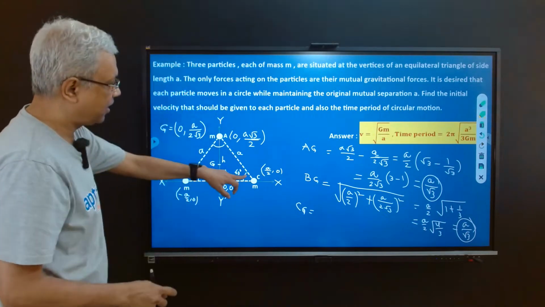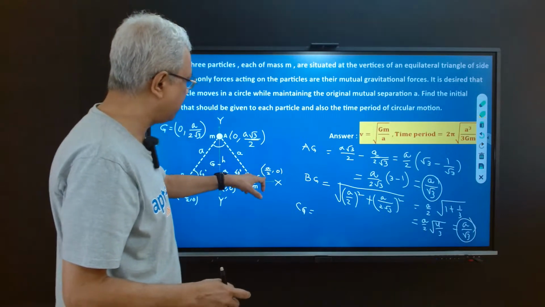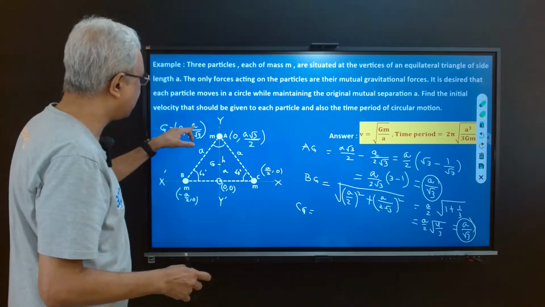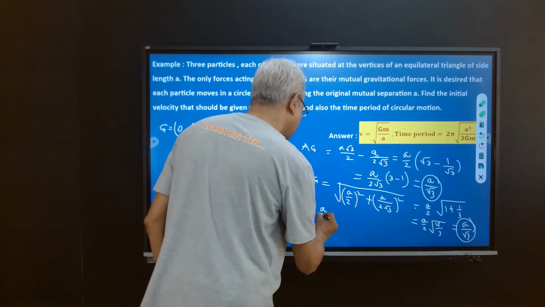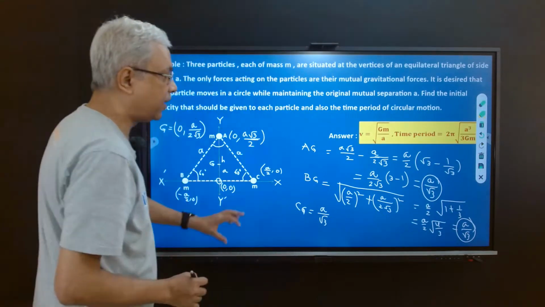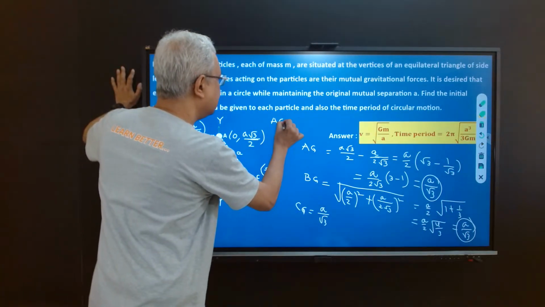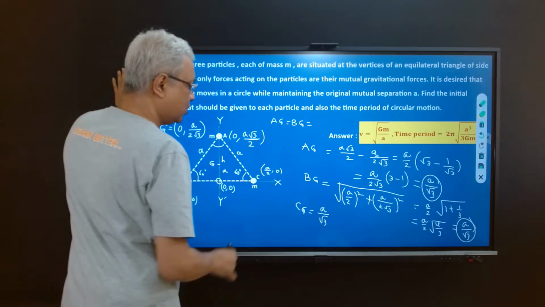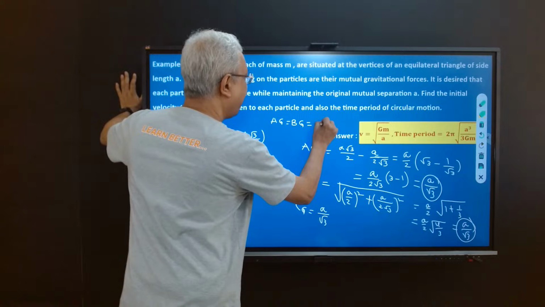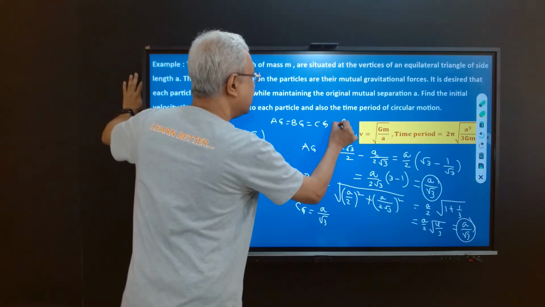CG is a by 2, 0, and G's coordinate is this one. So again, square root of (a by 2) whole square plus (a by 2 root 3) whole square. So again it is a by root 3. So it's a very important information I got. AG is equal to BG is equal to CG, and that is equal to a by root 3.